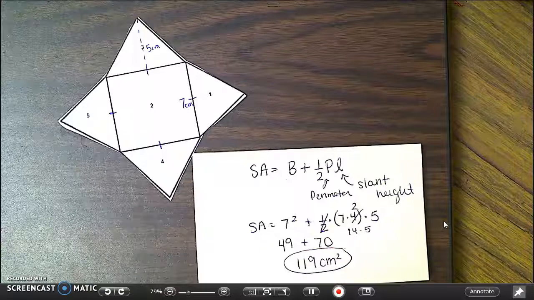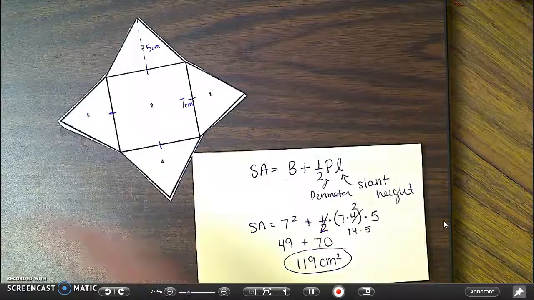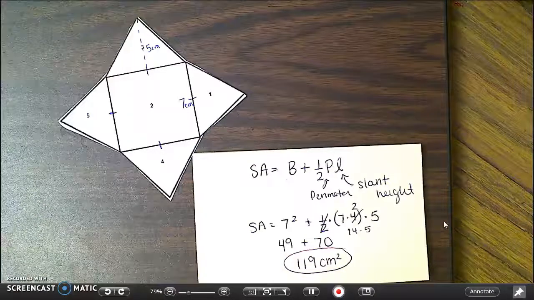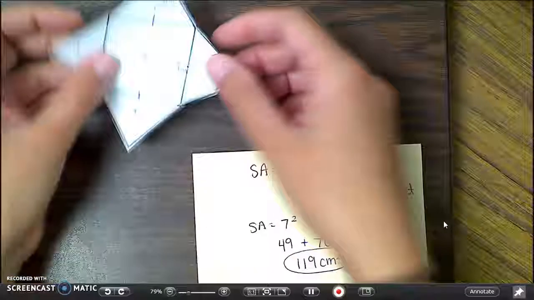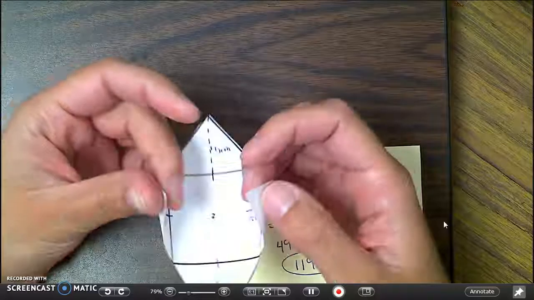Okay, so mostly what you're going to do tonight is just practice recognizing these shapes and naming them. So you can start your homework now. It should be super easy.